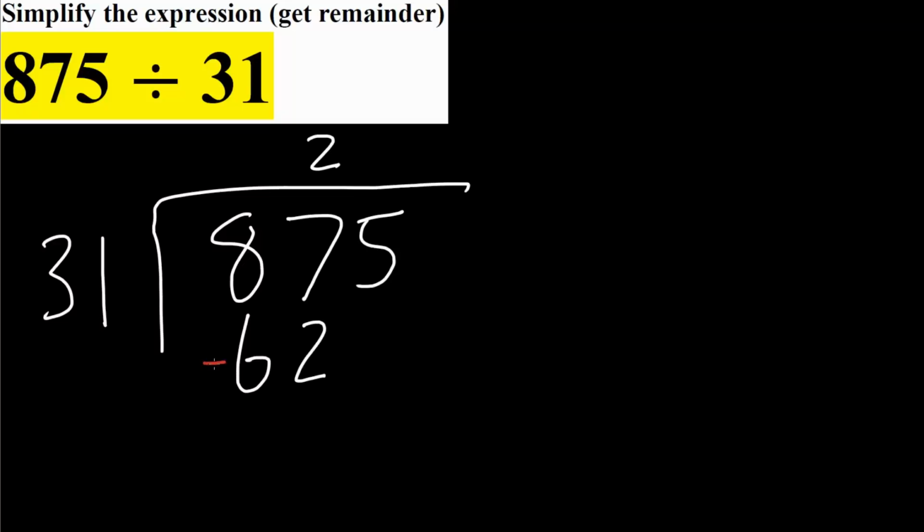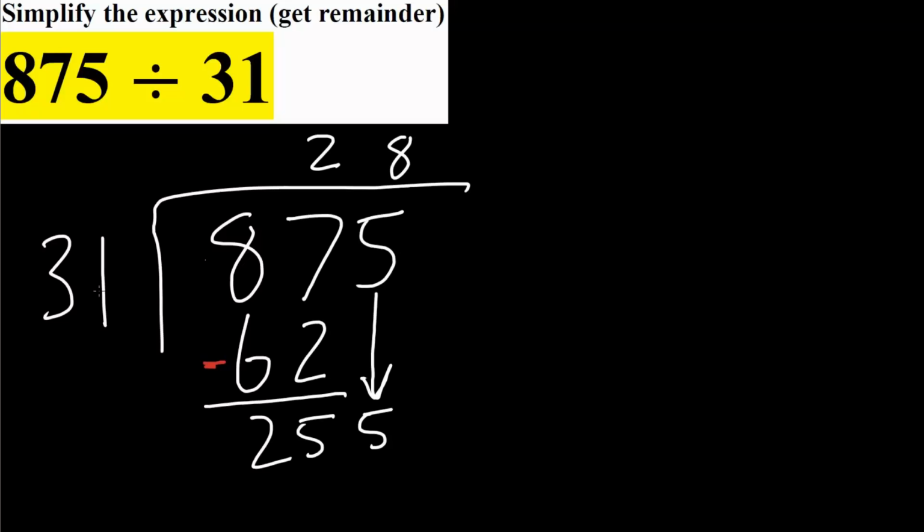So we put a negative in the front. We do the opposite sign. And so we have 87 minus 62 would be 25. The next step is to bring down this 5. And so we would get 255. So we ask ourselves, how many times does 31 go into 255? And the answer is 8.